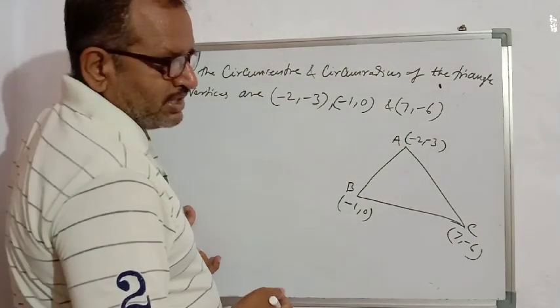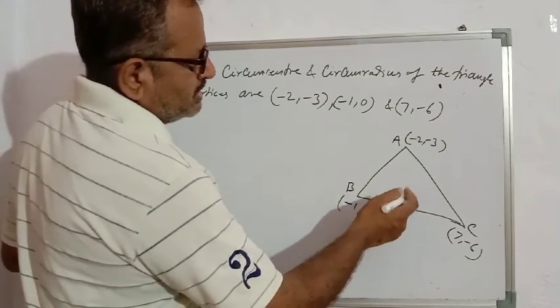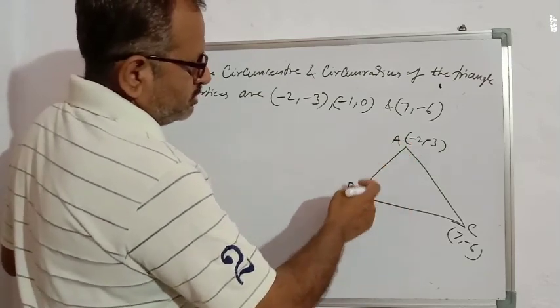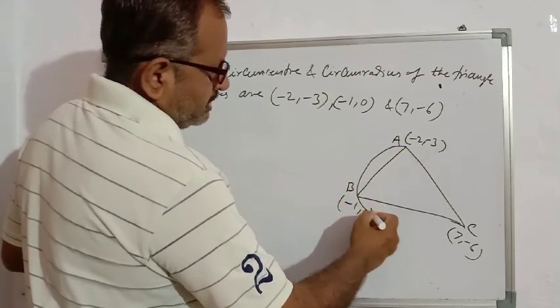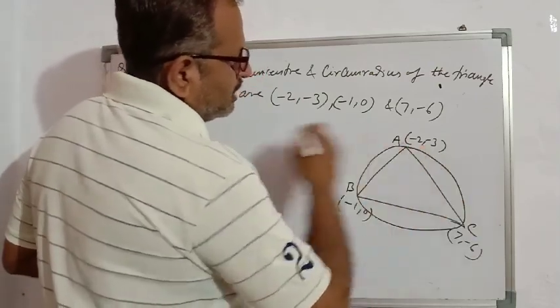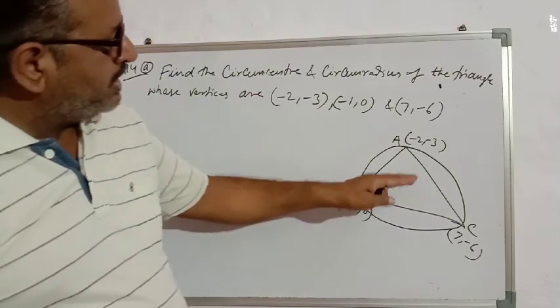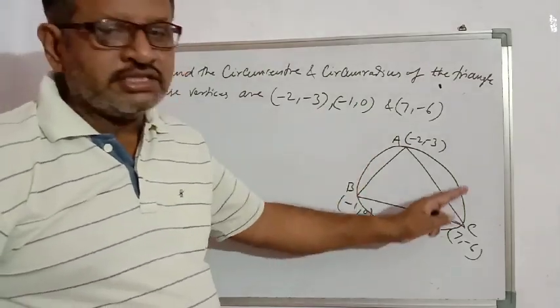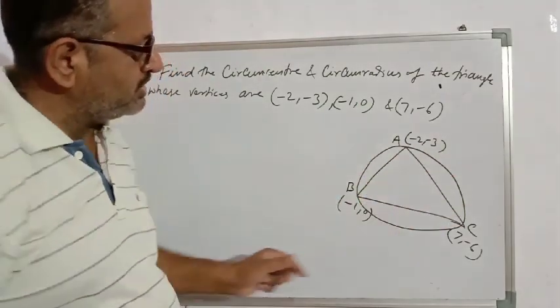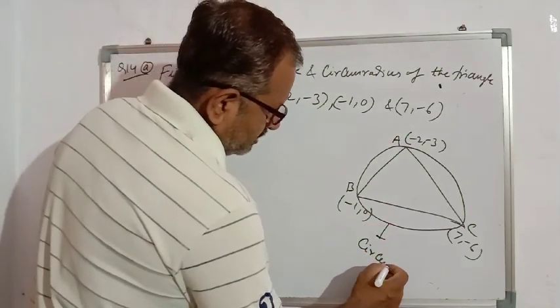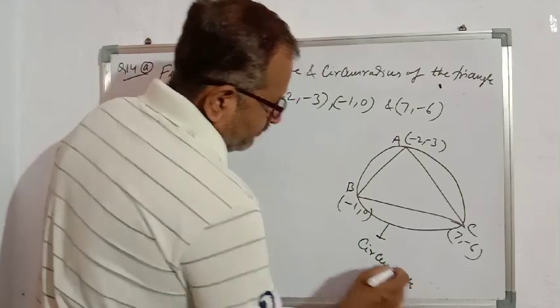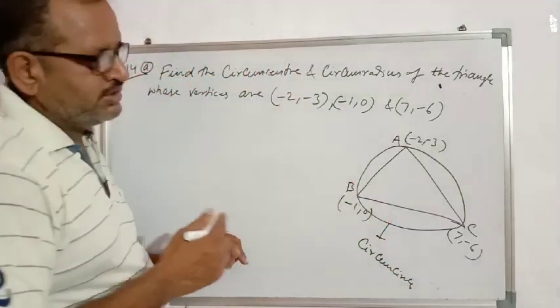So what is the circumcircle of the triangle? Circumcircle means a circle which passes through all the three vertices of the triangle. Means like this. This is the circumcircle. A circle which passes through all the three vertices of a triangle is called circumcircle. We have to find the center and radius of this circle.